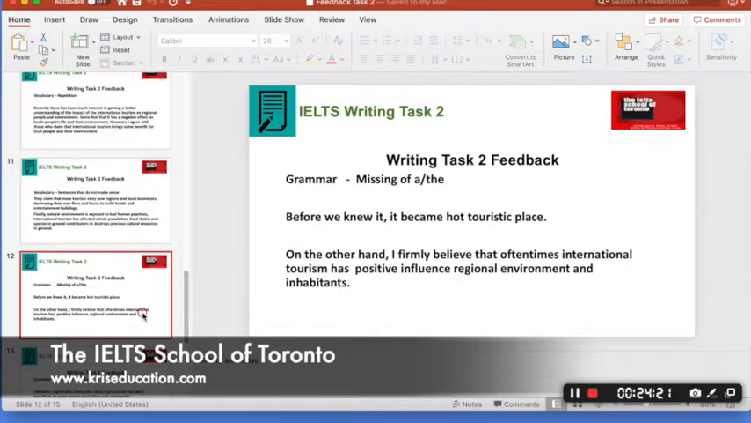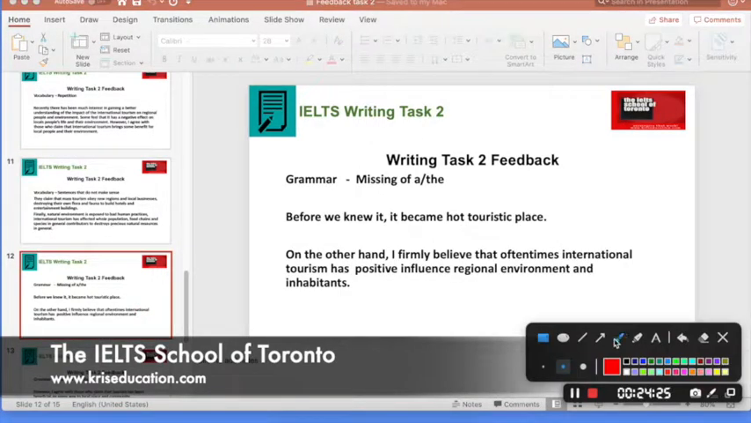The next is grammar. We have already talked about this. We covered this for a whole class, and many of you are still making the same mistake. Please do be careful, because if you keep making the same mistake again and again, there is no improvement. It is very, very unlikely that you will hit that 7. Be careful, guys.